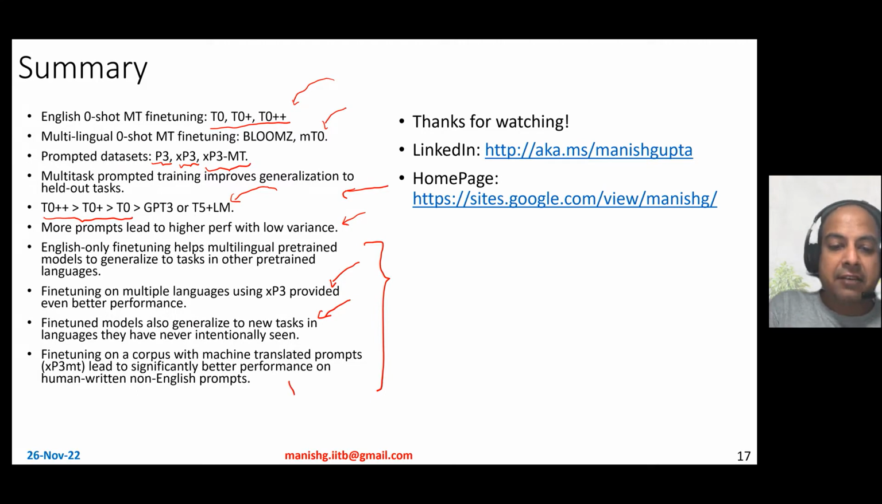Lastly, if you also fine tune using multilingual prompts, that gives you the best accuracies amongst all the models that we have discussed so far.